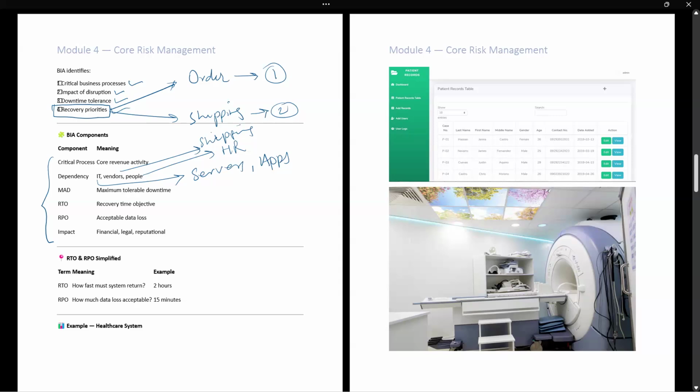That's how you decide. It depends on your business. Then we have recovery time objective. There are two related terms. Just keep these two in mind.